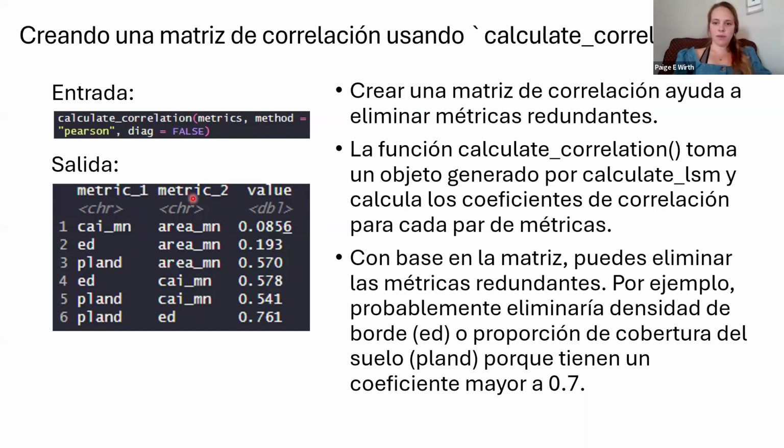Based on the values of the output matrix, we can go ahead and eliminate any of the redundant metrics. You can decide what thresholds you want to set for your own research, but it's common to start getting rid of metrics when they have a correlation coefficient of about 0.7 or higher. So that's what we're going to do here. The only metrics that have a coefficient of 0.7 or higher are proportion of land and edge density. So these are both our area and edge metrics that we calculated in the beginning.